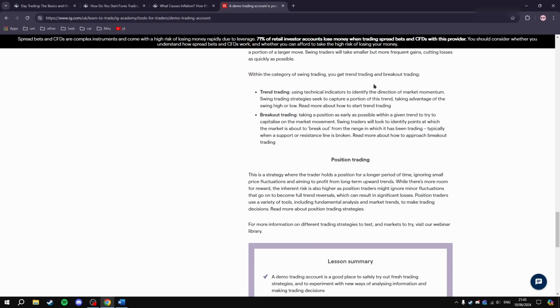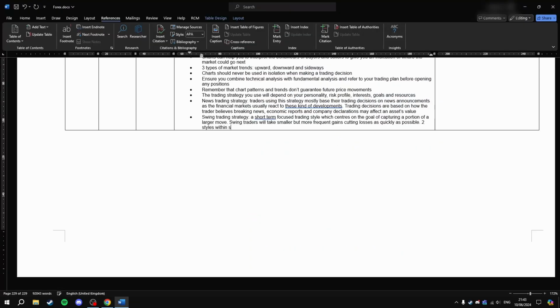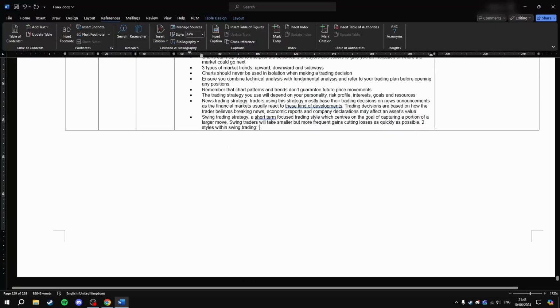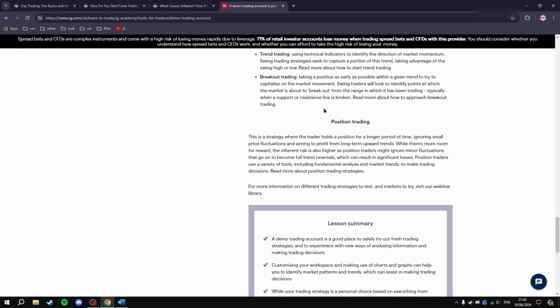Within the category of swing trading, you get trend trading and breakout trading. Two styles within swing trading. Trend trading, using technical indicators to identify the direction of market momentum. Swing trading strategies seek to capture a portion of this trend, taking advantage of the swing high or low. Read more about how to start trend trading.